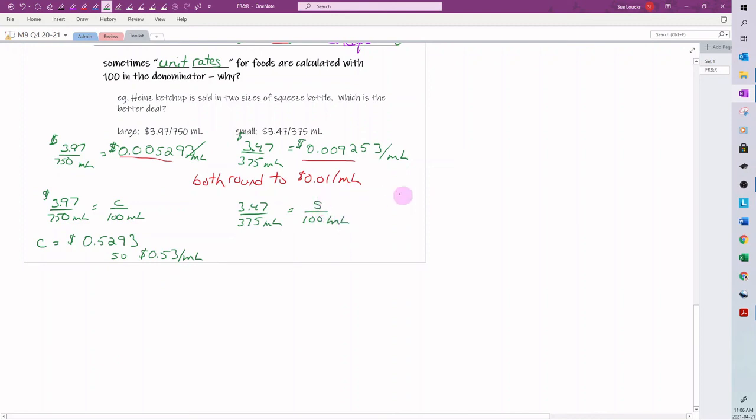I'm going to label that with an S for the small size. So what I get is that this is going to be 0.9253 or 93 cents per 100 milliliters. Oops, I made a mistake back here. Per 100 milliliters. So now I can see, because I compared it per 100 milliliters, this one is almost twice as much.